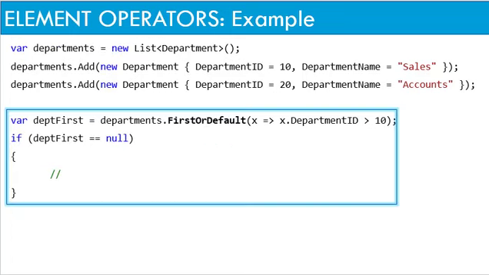Here in this example, the first or default operator is used. So this will return a default value. The department in this case is a reference type, so a null value will be returned if the element is not found.